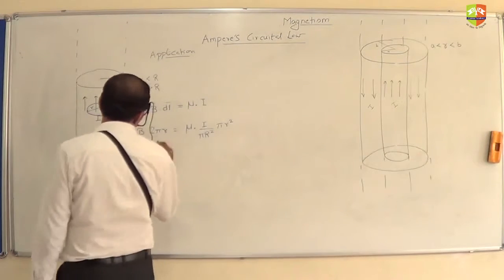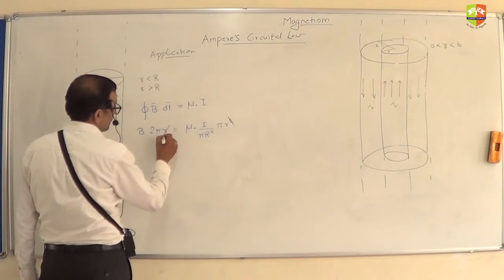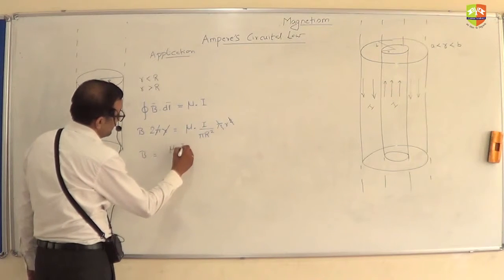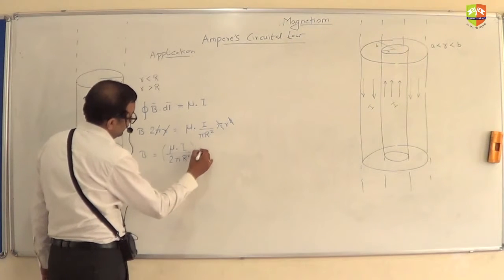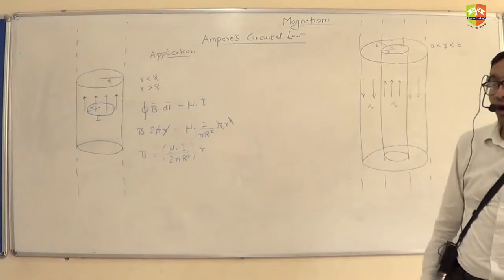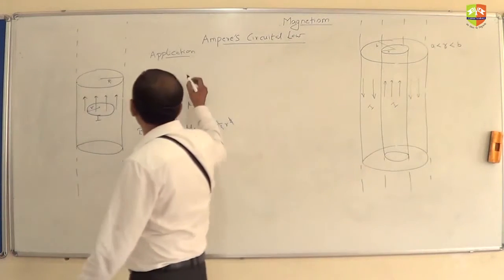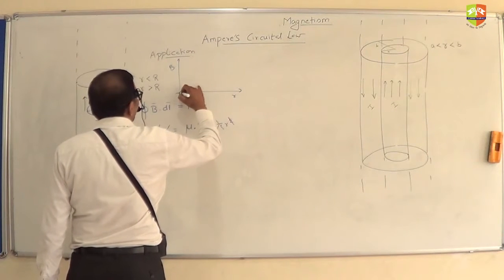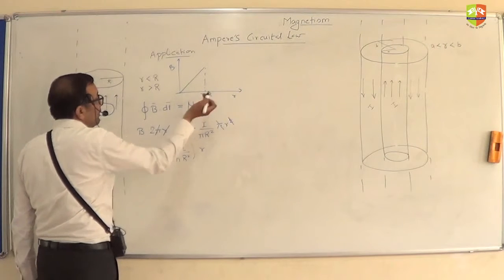So you will get the magnetic field B equal to mu naught I by 2 pi R square into r. So you can see that the magnetic field increases linearly as you go away from the center. If you draw a graph between magnetic field and distance r, it will go as a straight line like this till small r becomes equal to capital R.